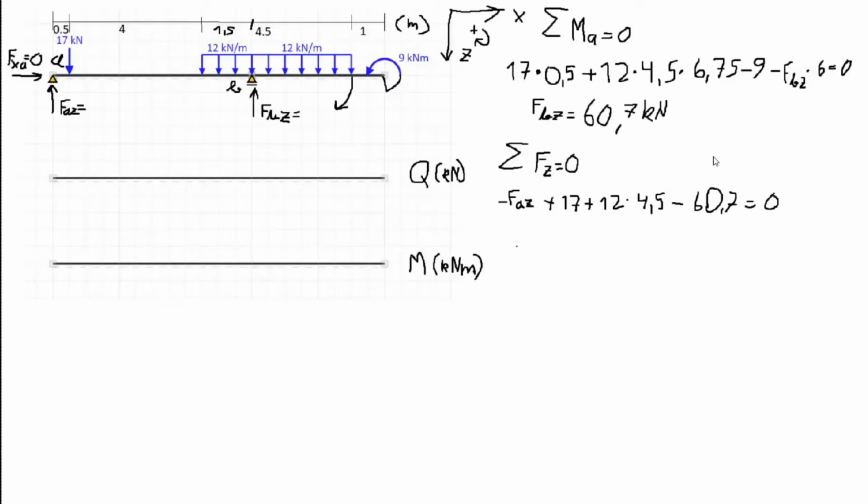So once again let's use our calculators to find out that Faz is equal to 10.3 kilonewtons.